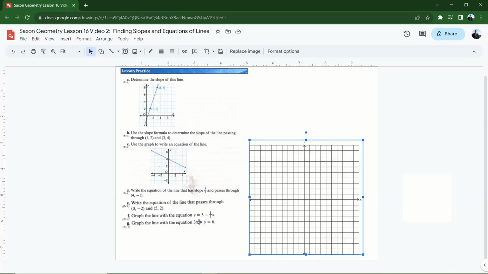Welcome back, geometry students. In this lesson, we are going to be answering some questions related to slopes and equations of lines. Let's get started. So the first question asks us to determine the slope of this line.